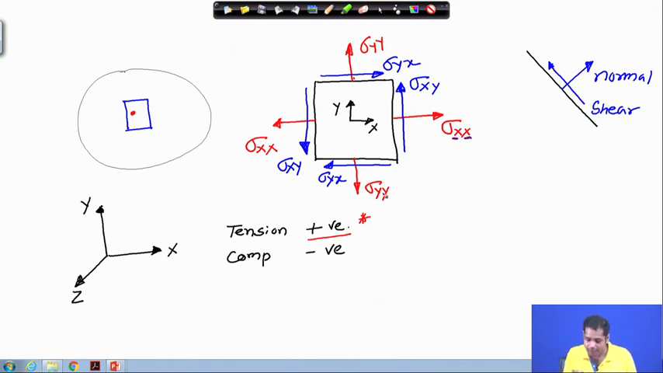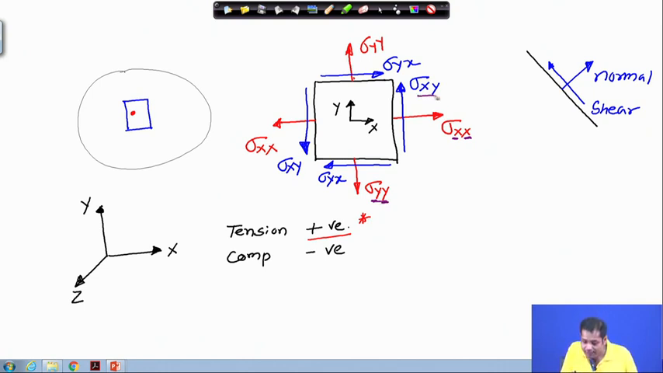Now, what is sigma yy? The first y defines the plane on which the stress is acting. For instance, this is acting on this plane which is normal to y direction. So, the first y stands for that. And then the second y says that on this plane the stress is in the y direction. So, this is sigma yy.